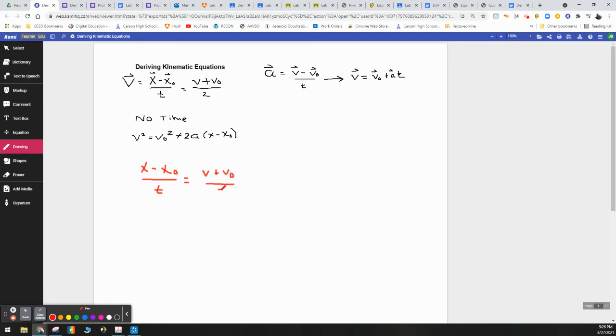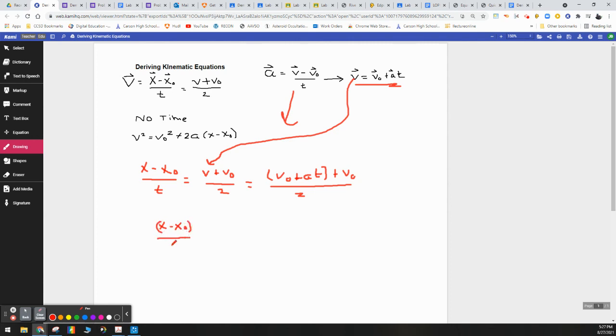Divided by 2. So I'm going to take this equation here, which I already have right here, and plug it into here. Let's do that real quick. That's going to be, in parentheses, V0 plus AT, plus V0, and everything here divided by 2. Let's go ahead and simplify. So here I have X minus X0 divided by T, equals, let's simplify this.